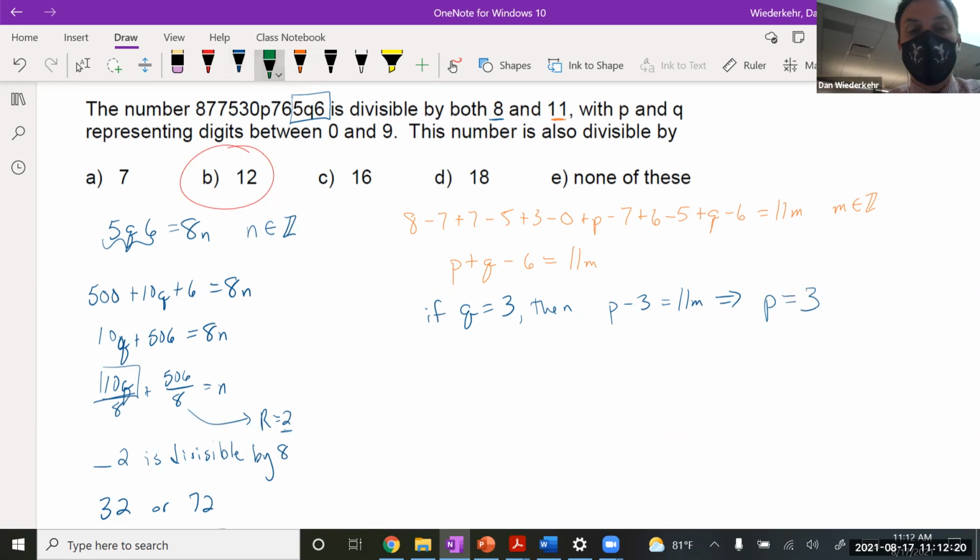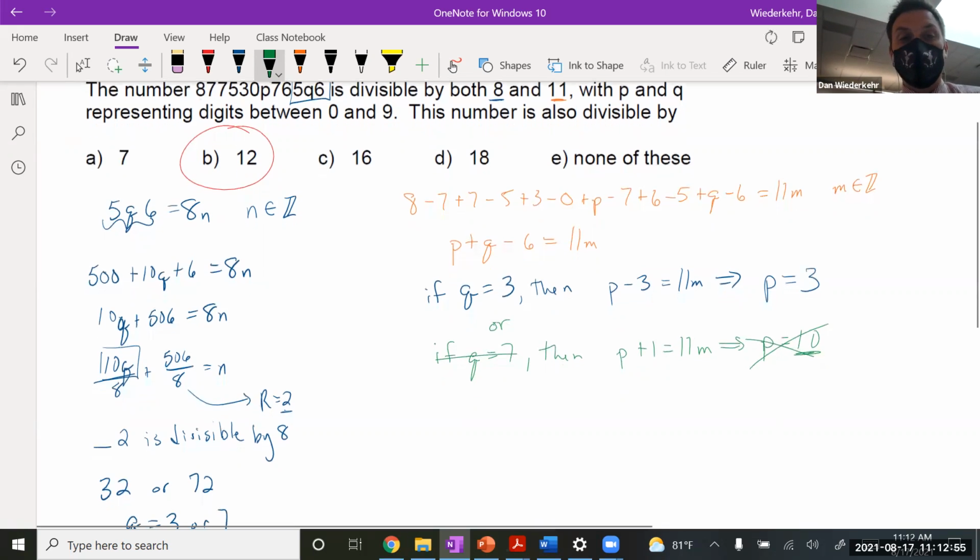Or if Q is equal to 7, then you plug in 7 for Q, and P plus 1 is equal to 11M. And again, you need P plus 1 to be either 11 or 0 or negative 11. Negative 11 can't be, and we won't get to 0 because that makes P a negative number. And so P would have to be 10. But 10 is 2 digits, so it can't be that one. So Q can't be 7, so Q has to be 3, and therefore P is 3.